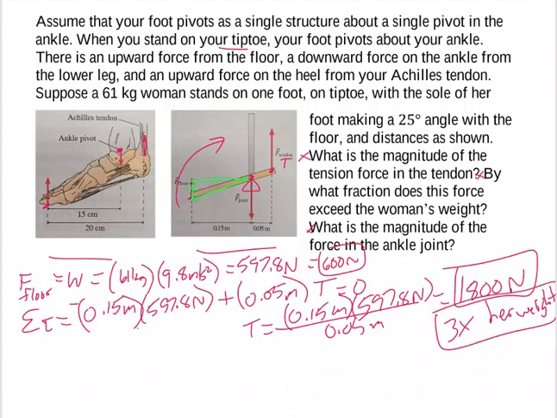Okay. And then the third question: what is the magnitude of the force in the ankle joint? How do we do that? That's a pivot, right? The ankle joint's the pivot. That's right. So we're talking about forces now. We know two of them. Sum of the forces in the what? Sum of the forces in the y direction. That's right.